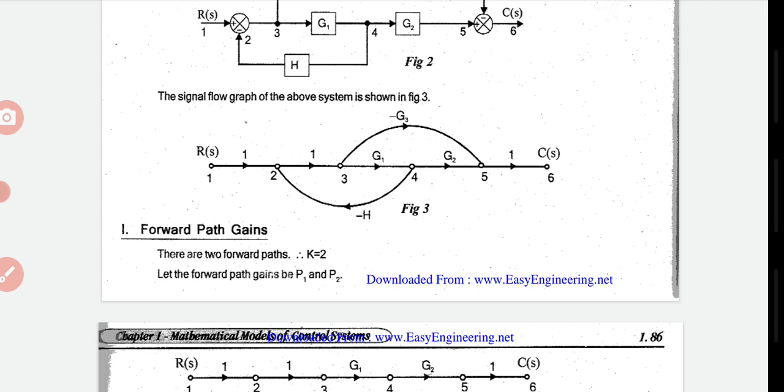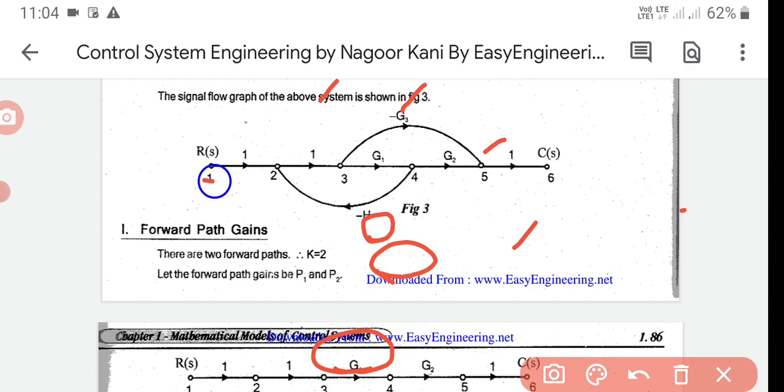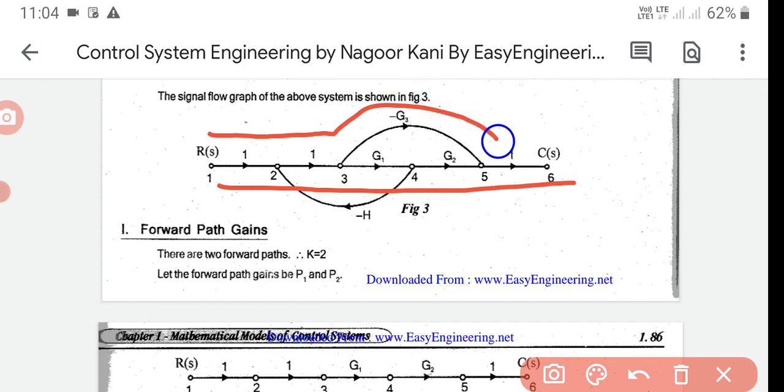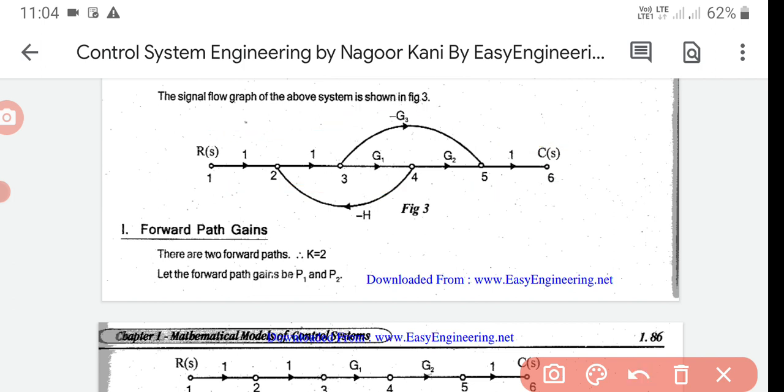So from R(s) to C(s), how many paths do we have? First, the main forward path, that is R(s) to C(s). After that, we have one more forward path, R(s) to C(s), like this. So we have two forward paths, K is equal to 2.